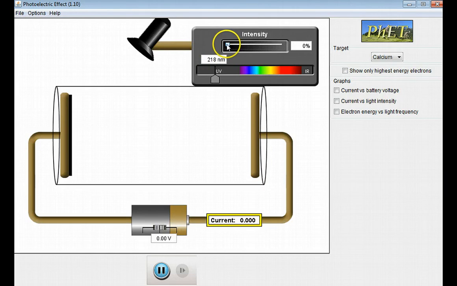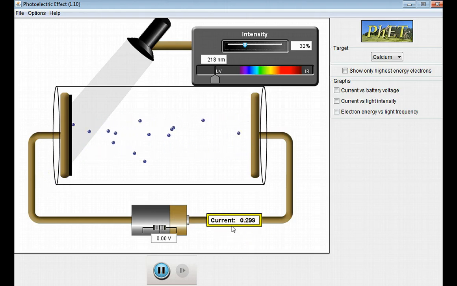I'm going to turn that on. Give it a little bit of brightness here, and you can see these tiny blue particles that are being ejected. These are called photoelectrons. And over here is the metal, which is calcium, and we call this the emitter or the cathode. And over here, this is the anode or the collector.